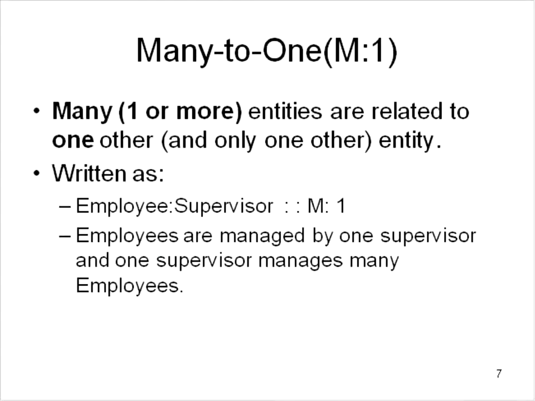The next type of cardinality ratio that we have is a many-to-one cardinality ratio, which means that many entities are related to only one of the other type of entities. So, for example, a supervised employee to supervisor relationship may be many-to-one. So many employees, or more than one employee, are managed by one supervisor, and one supervisor manages many employees.